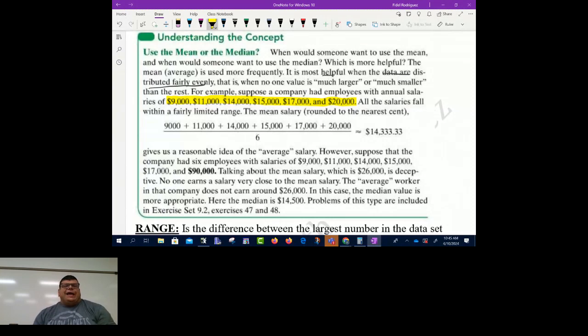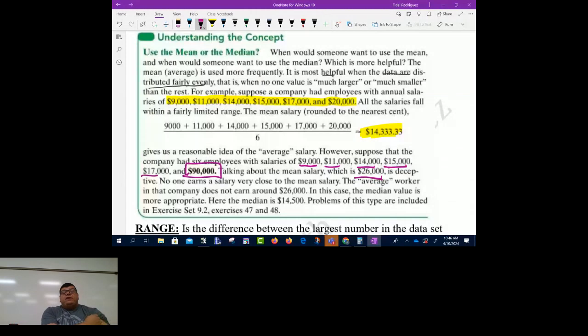But the numbers are relatively close to each other, okay? So when we find the average, y'all, when we take them all up and we find an average, and they did that, the average came out to $14,333.33. Okay, that's a pretty reasonable number. But what they're talking about, y'all, is when we have numbers like 9,000, 11,000, 14,000, 15,000, 17,000, and all of a sudden you got somebody who's making 90,000, y'all, that one salary right there is going to affect the average, okay? Because when we find the average, they found the average for us, y'all. The average they said was 26,000.